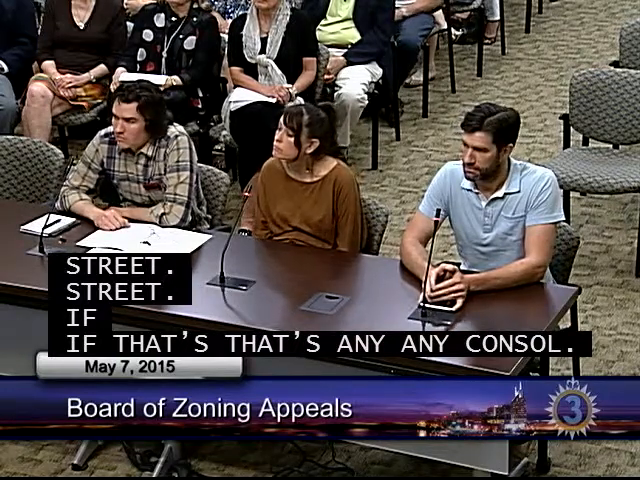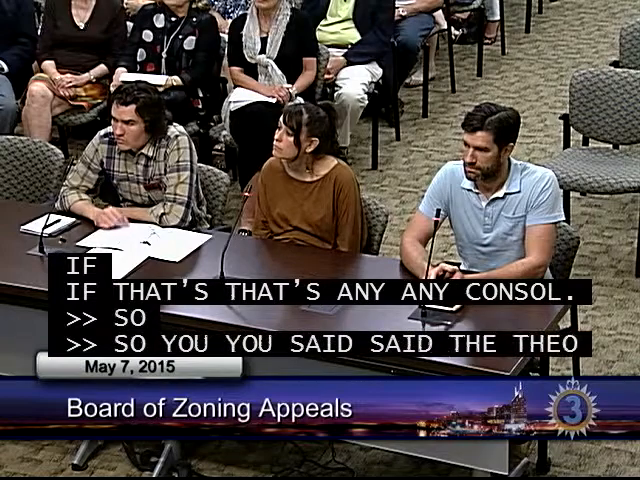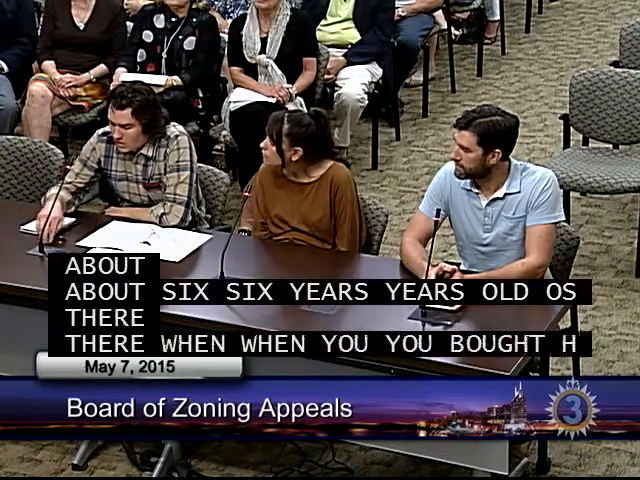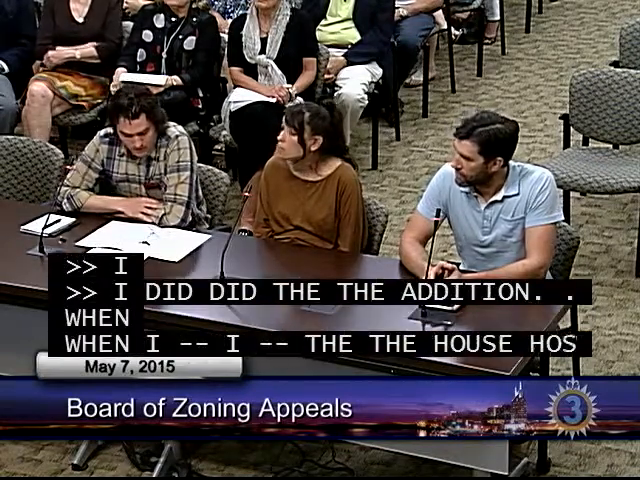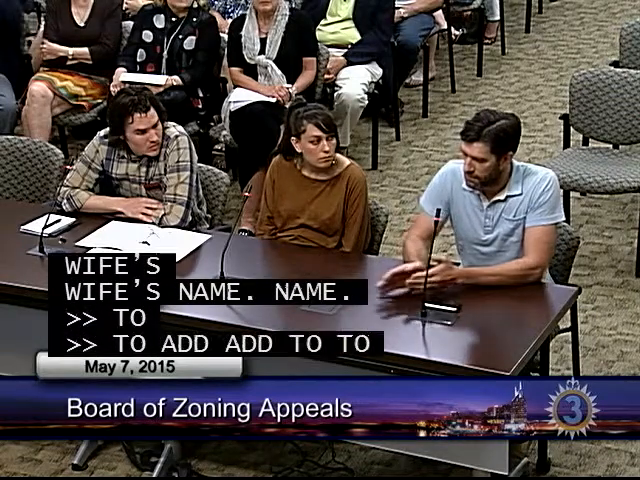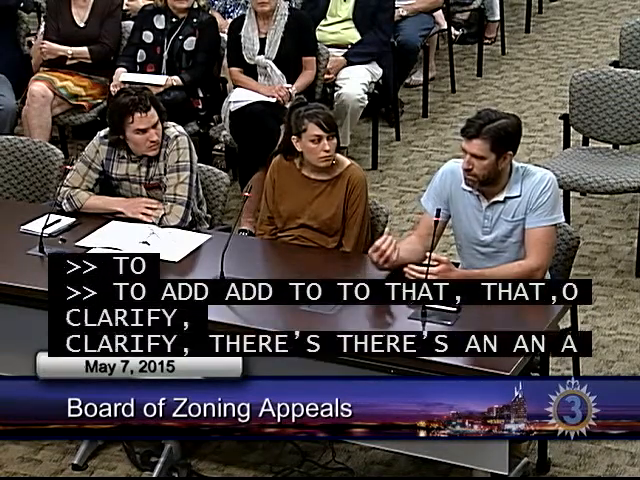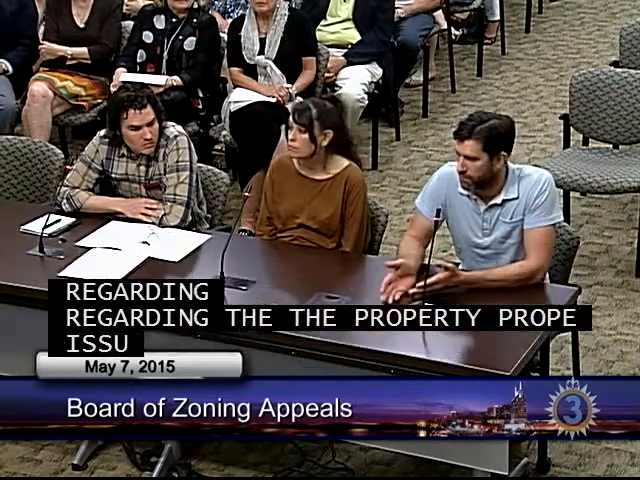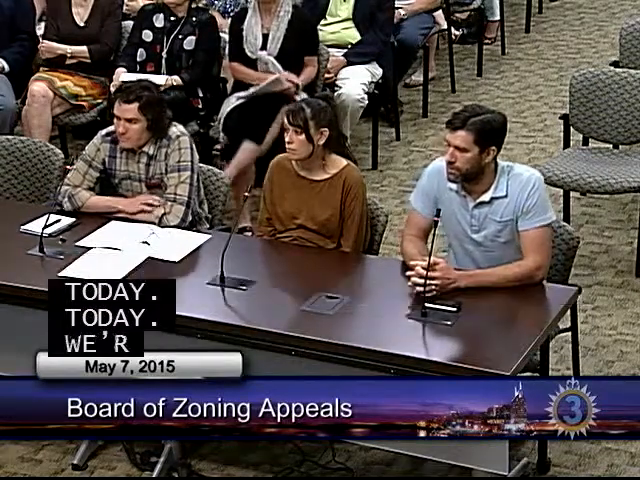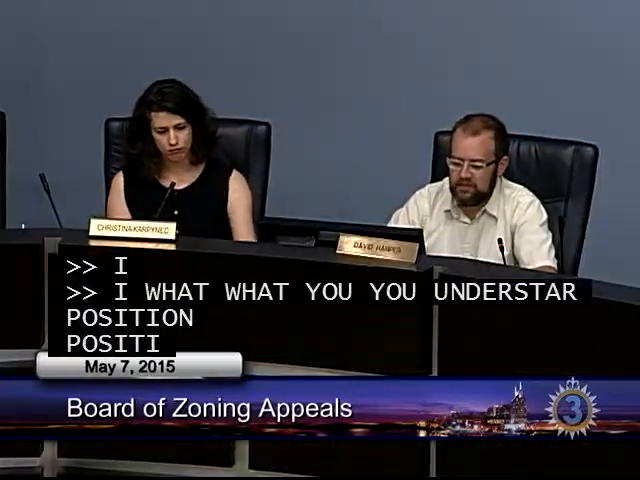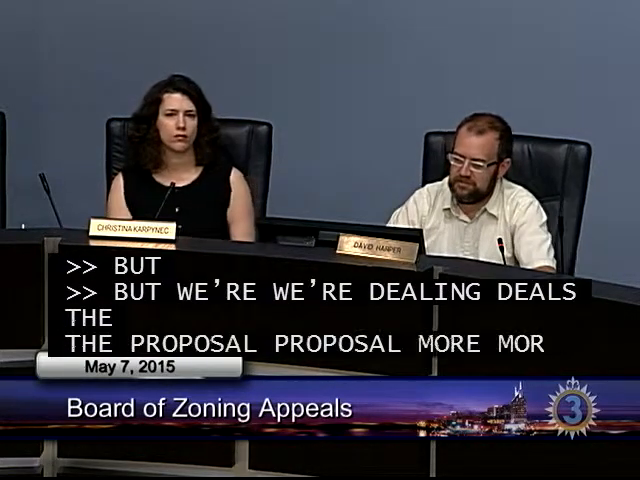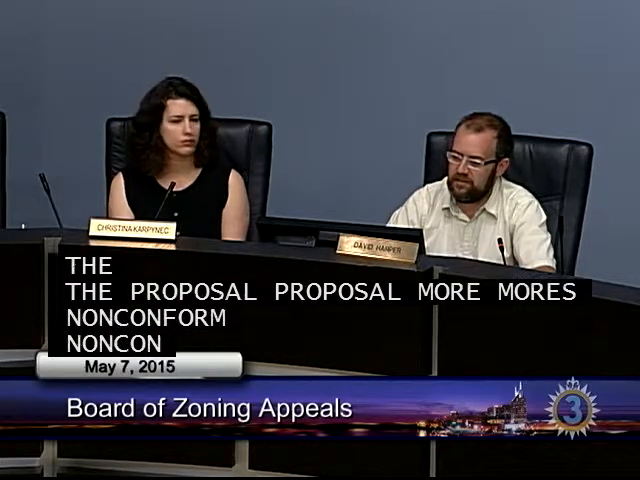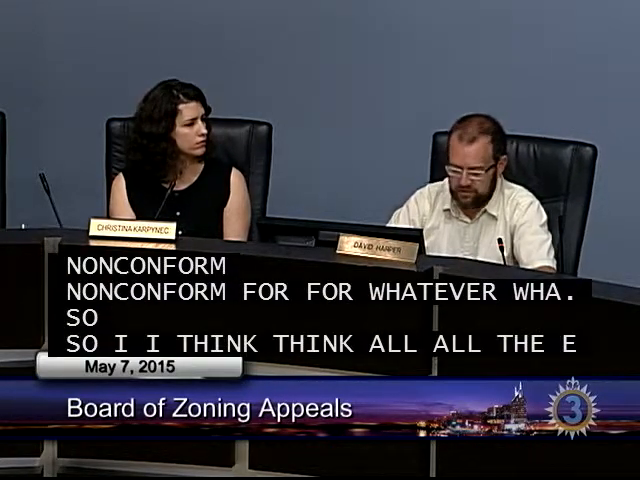So you said the addition was about 6 years old, and it was there when you bought the house? Or you did the addition? I did the addition when I owned it. The house is now in my wife's name. To add to that, maybe to clarify, there's an addition that's 6 years old that has been brought up in question regarding the property line issue. That's not what we're here for today. We're here for a new addition. I understand what your position is, but we're dealing with whether the proposal is more or less non-conforming. So I think all the existing condition is applicable, and that's why I keep asking about it.